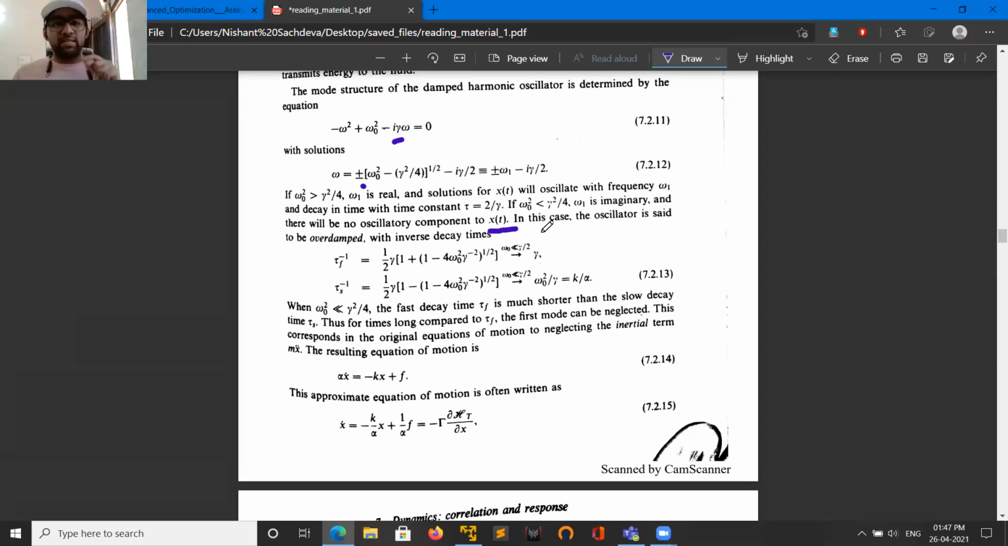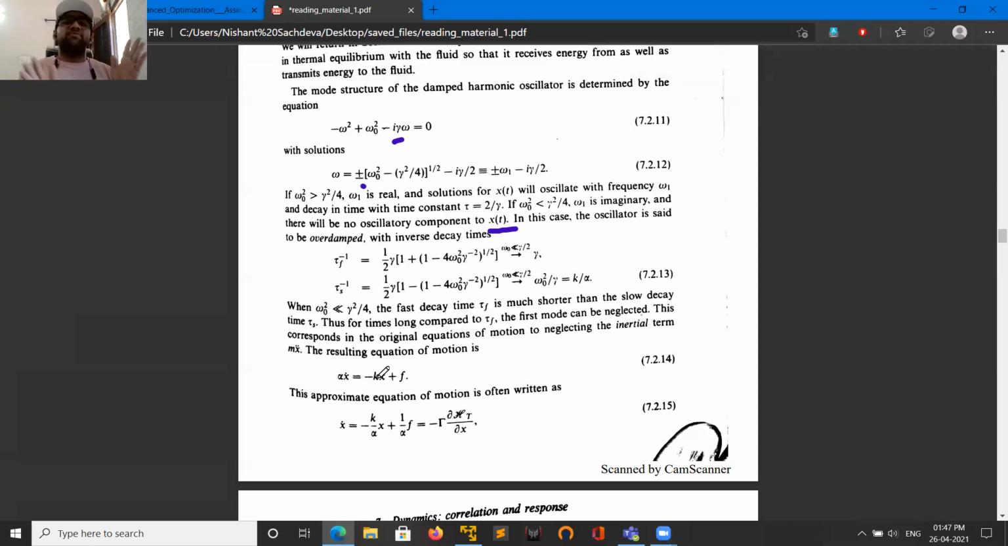In this case, the oscillator is said to be overdamped, with an inverse decay time. So there is no concept of any increase in velocity. It will just go down. Overdamped.